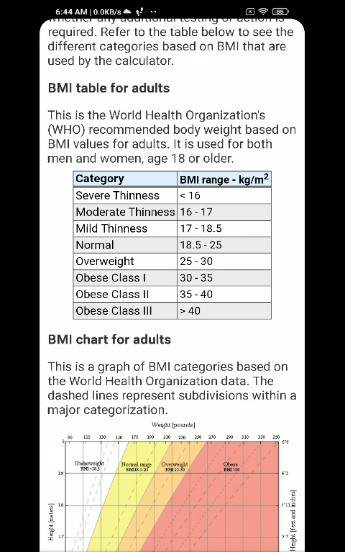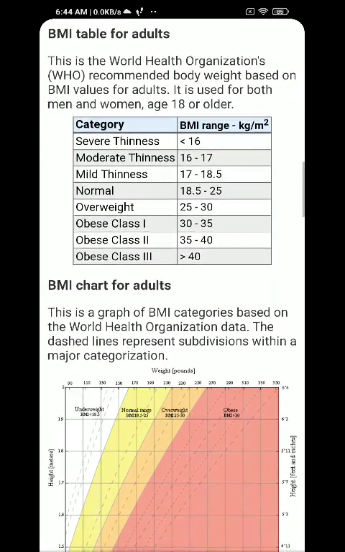I was told by someone that models, those lady models, beautiful ones like Miss Universe, their BMI is between 17 to 18.